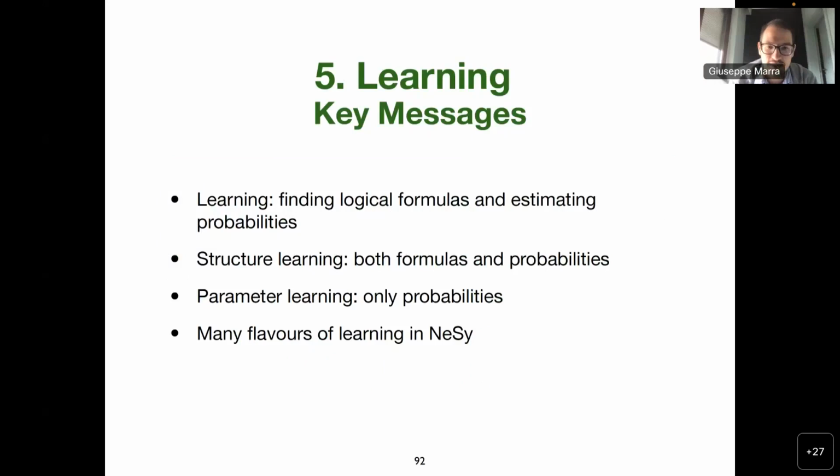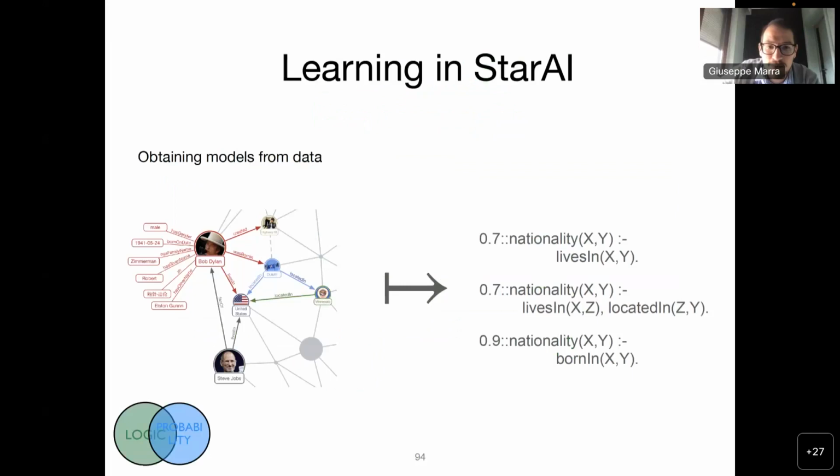And we'll see that this distinction is still very relevant in neurosymbolic. However, the distinction is not so crisp, not so sharp. Learning comes in very different flavors in NeSy, as learning is a much more fundamental task in neurosymbolic than it usually is in statistical relational AI. So let's start from the statistical relational AI viewpoint. And okay, what is learning in StarAI?